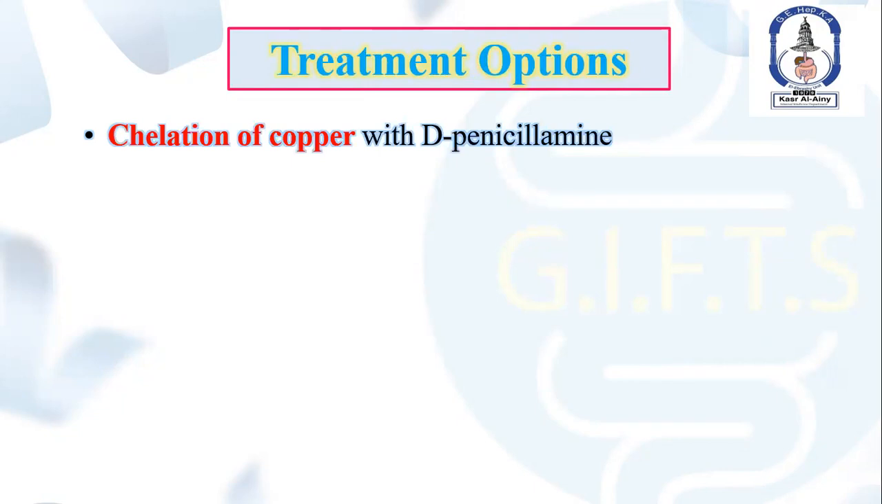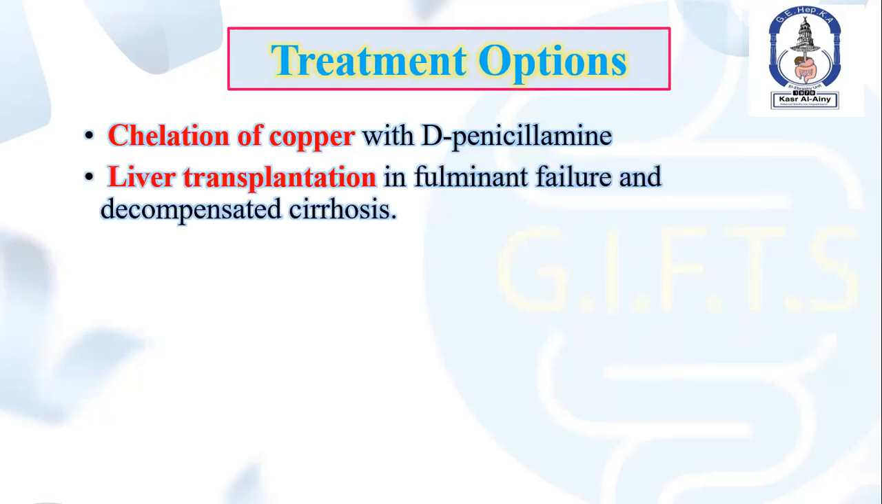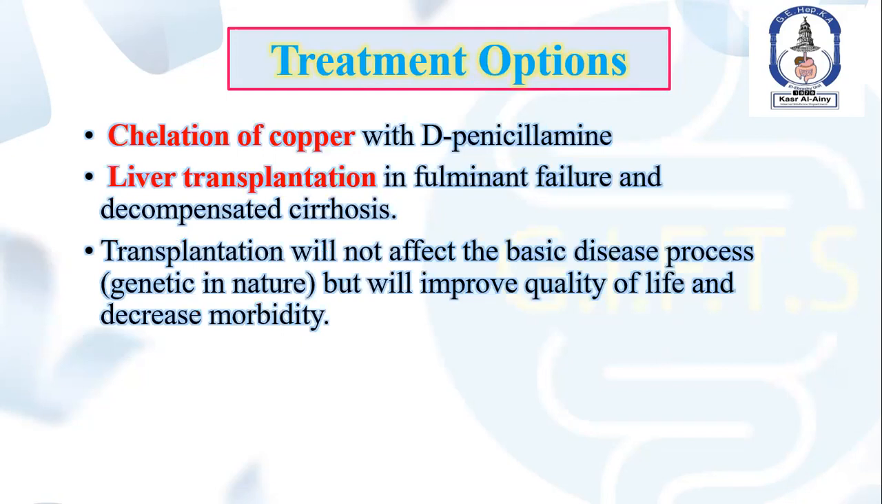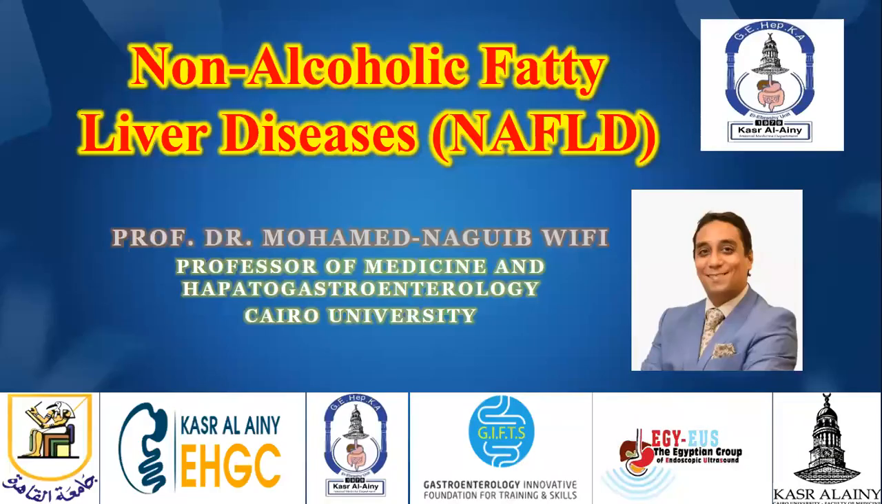The treatment: chelation of copper with D-penicillamine. D-penicillamine is the copper chelator. Liver transplantation is for fulminant failure and decompensated cirrhosis. But again, remember that transplantation will not affect the basic disease as it is genetic in nature, but will improve only the quality of life and decrease morbidity. Okay, so this is our first lecture.